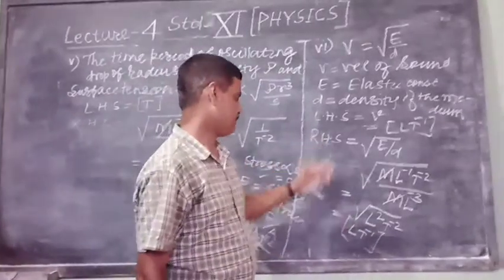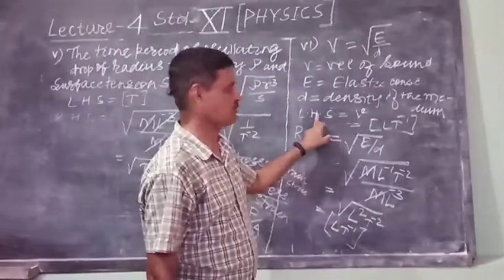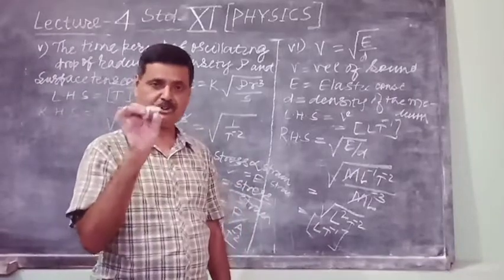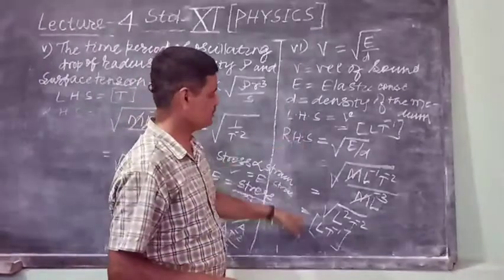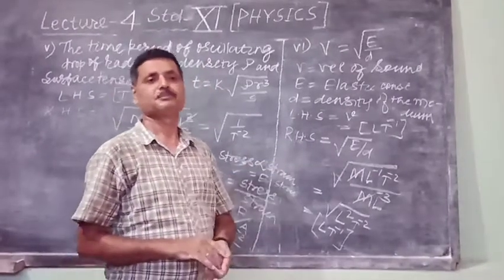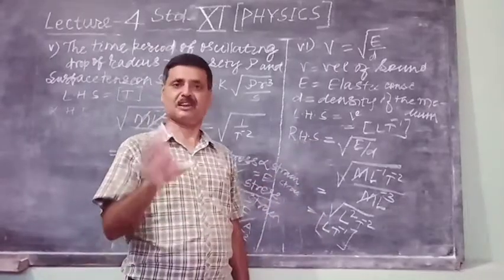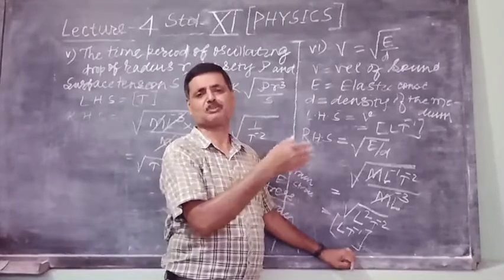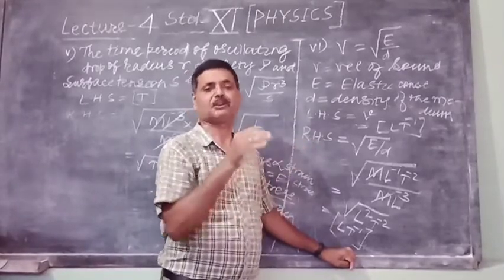Just you have seen, the dimension of RHS is the same as the dimension of LHS. Hence, it is your duty to write that the formula I have given is dimensionally correct. This was the sixth. Now, there is no need to explain further examples. I will give you some problems.